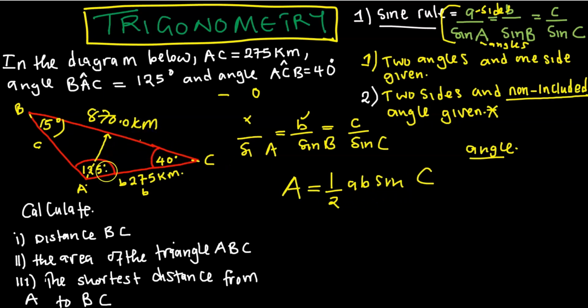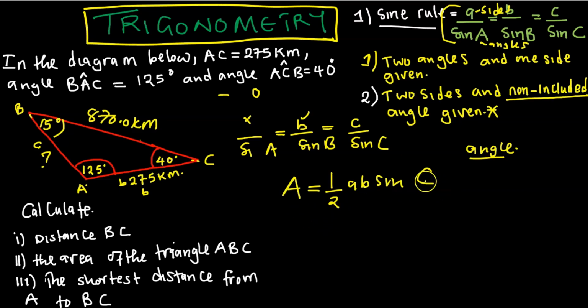I said an included angle, or if I didn't, an included angle is the angle that is between 2 sides. So like this one, between 2 sides, that is 870 and 275, there's an angle 40. This one is called an included angle. It is not this angle 125 because here there's no side, and of course, only one side is given. So this one is not an included angle. An included angle is the one that is between 2 sides.